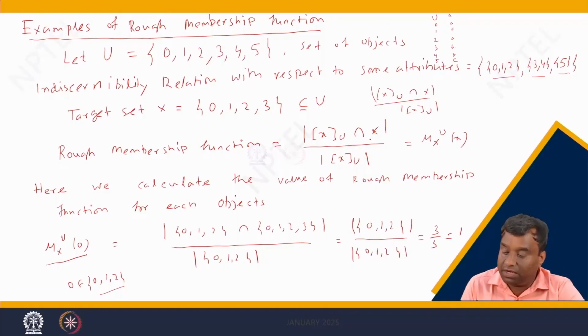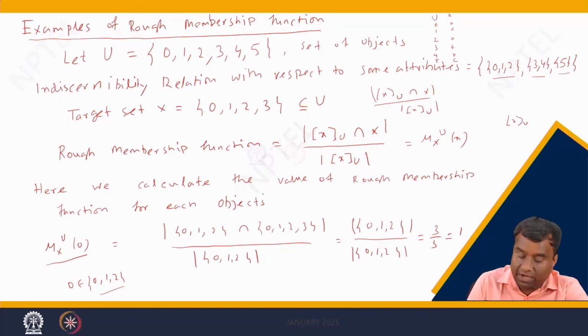So here, U is the equivalence class. We define the equivalence class as XU; you can write it in other notations. Here we calculate the value of the rough membership function for each object. The first object is 0. So 0 belongs to the equivalence class {0, 1, 2}.